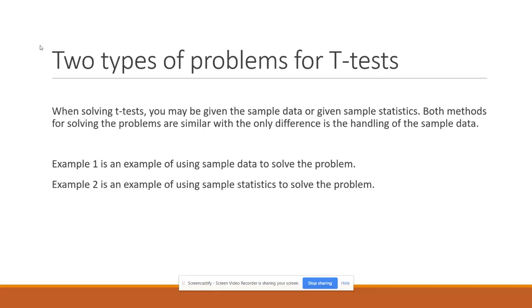So for a one mean hypothesis t-test, there are two different types of problems that we're going to look at. There's one problem where you're given sample data and the other where you're given sample statistics. You can use both methods to solve your problems. For example 1, we're going to be using sample data. For the next example, example 2, we're going to be using sample statistics.